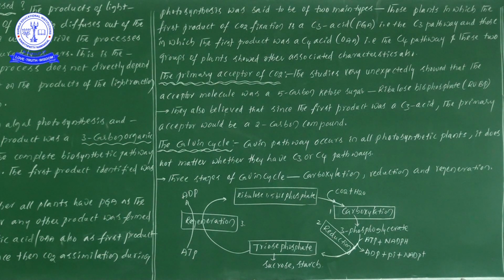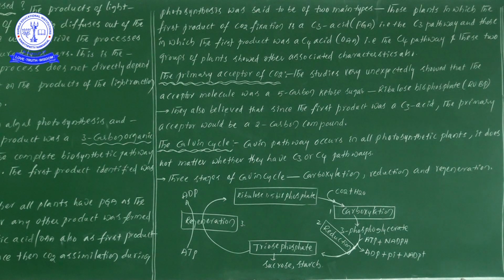In C3 plants, the first stable product is phosphoglyceric acid, and in C4 plants, the first product is oxaloacetic acid, a 4-carbon compound. So they have given some information related to the C3 cycle as well as the C4 cycle. Up to here we have the information about where ATP as well as NADPH are going to be utilized.